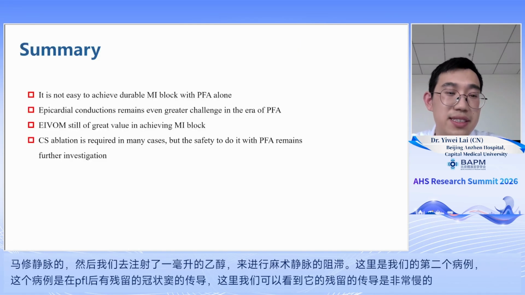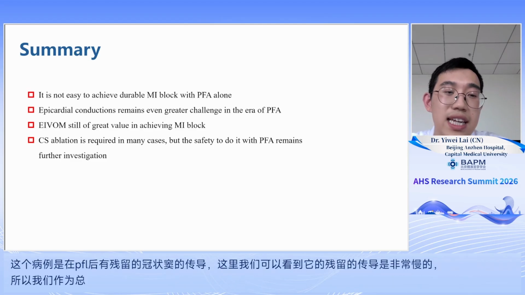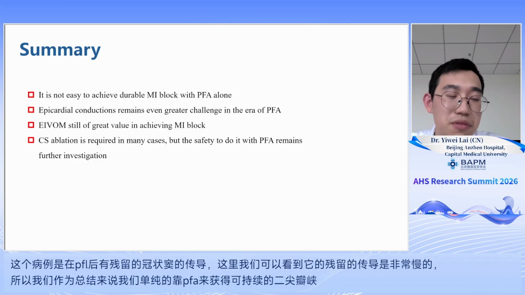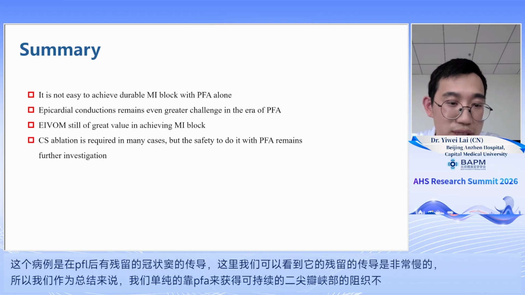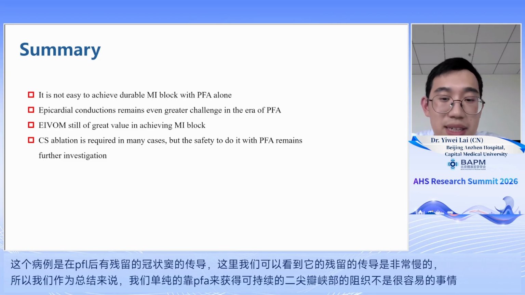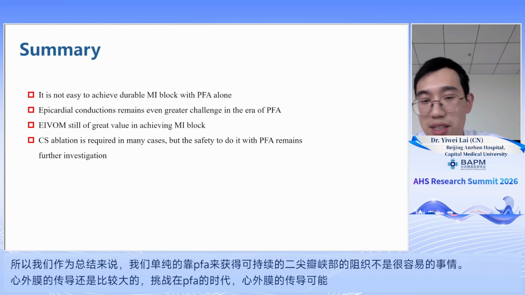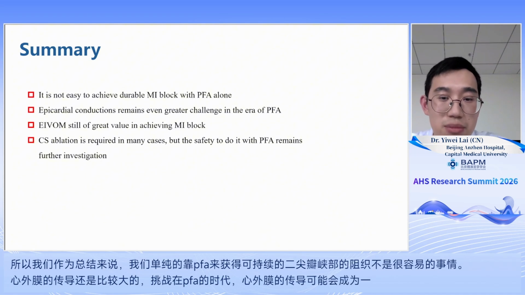So in summary, it is still not easy to secure the microline block with PFA alone. And cardiac conduction remains an even greater challenge in the era of PFA. Venous administration is still of great value. Coronary sinus ablation is required in many cases, but the safety of doing it with PFA remains under further investigation, and we are also looking forward to using new energy for the microline ablation.